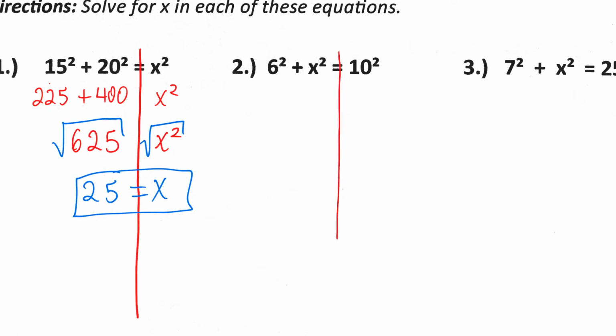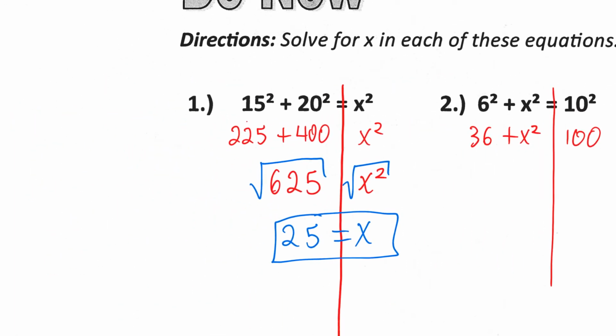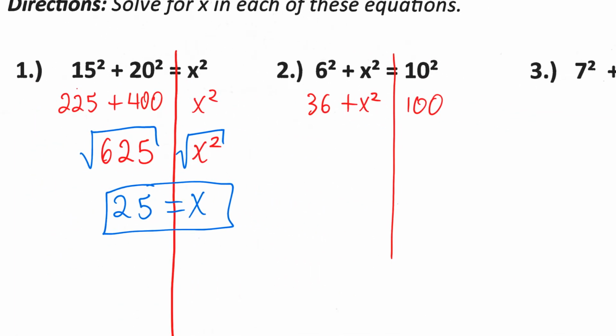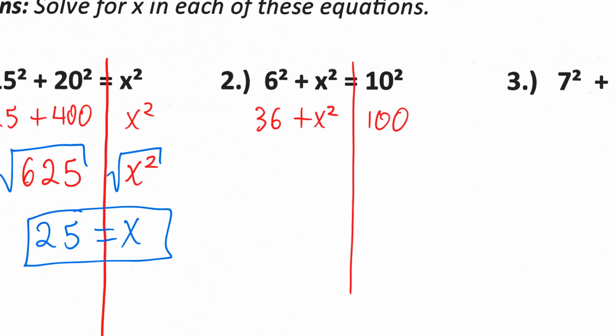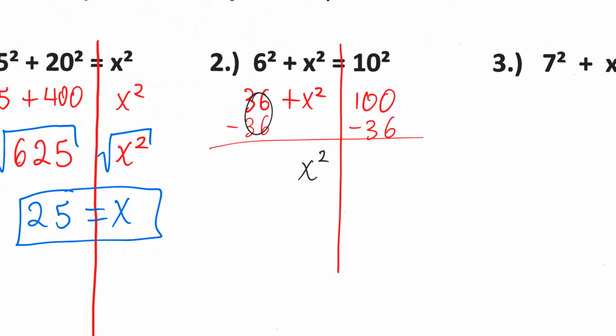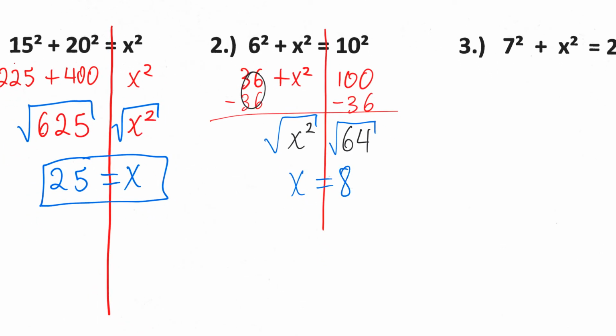Okay, number 2. So 6 squared, 36 plus x squared and 10 squared. So 100. Now, on the first one, the x was already by itself except for the squared. On this one, it's got the squared and the 36. So I've got to get rid of that 36. Good. I've got to subtract 36 from both sides. That way these 36's zero out. That leaves x squared here. And what on the right-hand side? 64. All right, then again, to get rid of that squared, I do the square root. So the square root of 64 is 8.